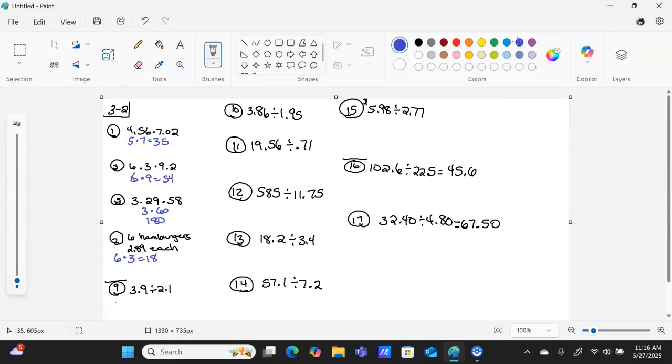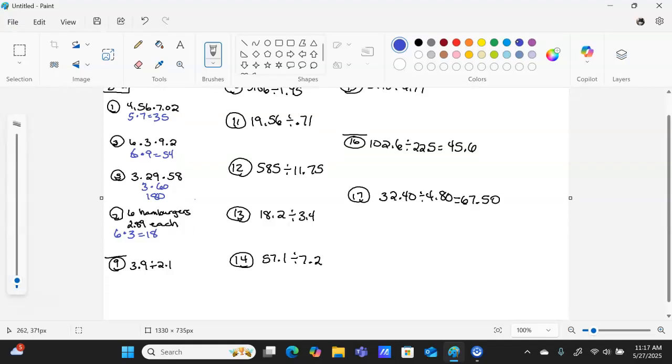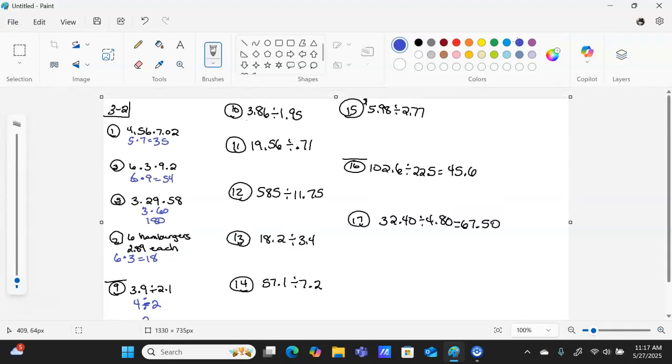When you hit number 9, you're using what's known as compatible numbers. So on this one, it's pretty straightforward. I see 4 and 2. Close to 4, close to 2. And so 4 divided by 2 is 2. Here, I'm going to say this is 4, and this is 2. Again, those worked out pretty well.